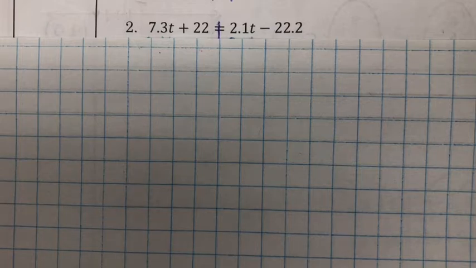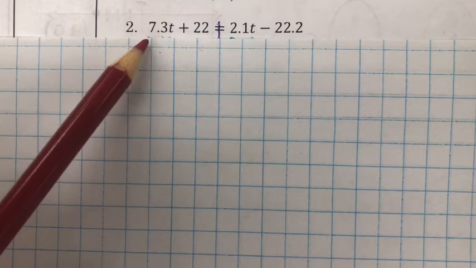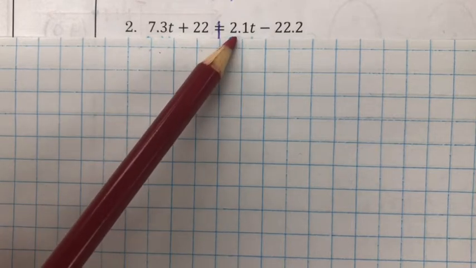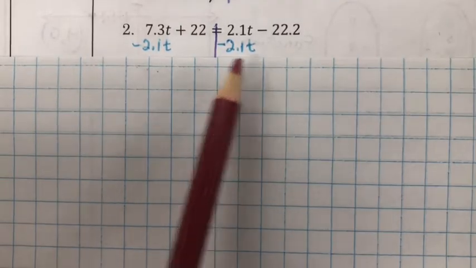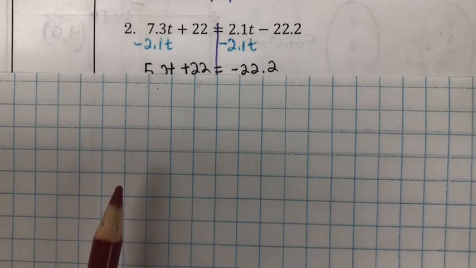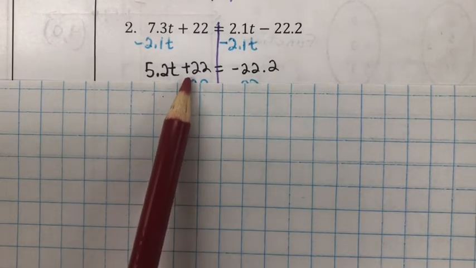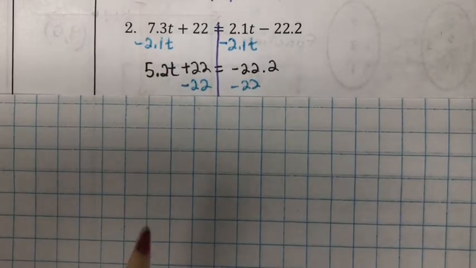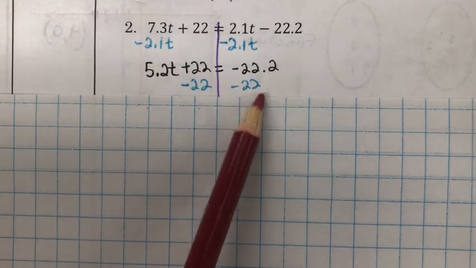For number 2, we're solving for the variable t. The left side of the equation has a greater value, so we're going to move the t to the left side. So the inverse property of addition is subtraction, so we subtract 2 1/10 t from both sides, zero pair. 7 3/10 t minus 2 1/10 t is 5 2/10 t. Still trying to isolate the variable. The inverse property of addition is subtraction. Created the zero pair.